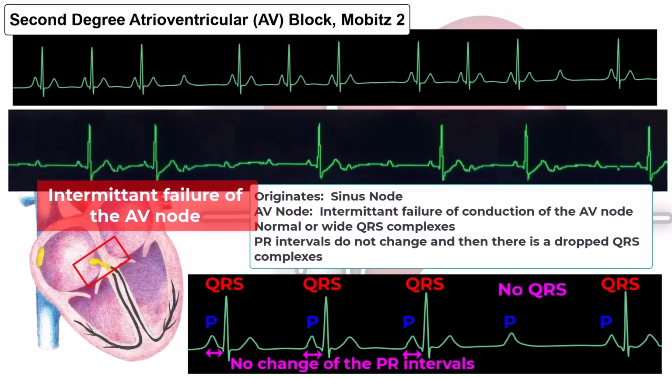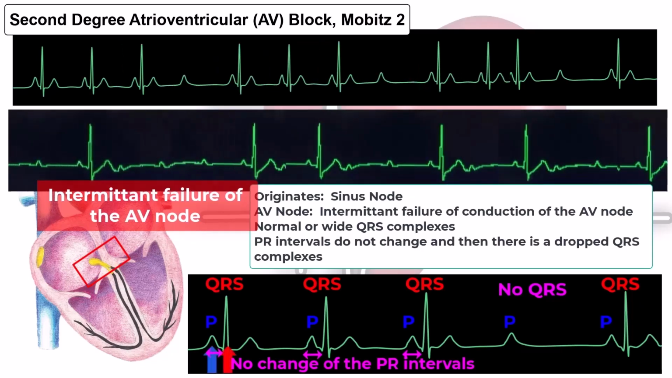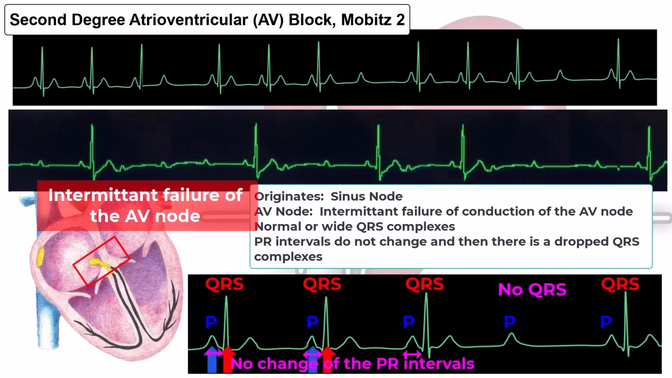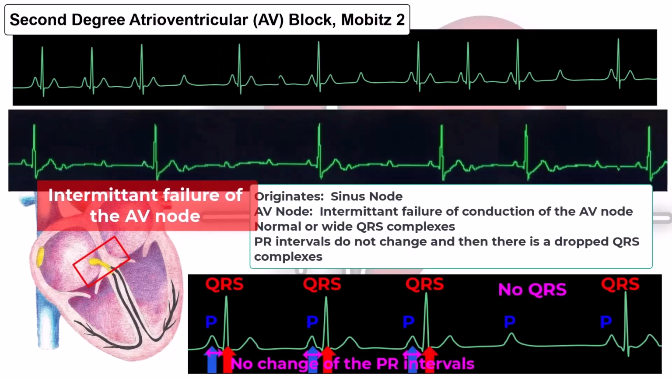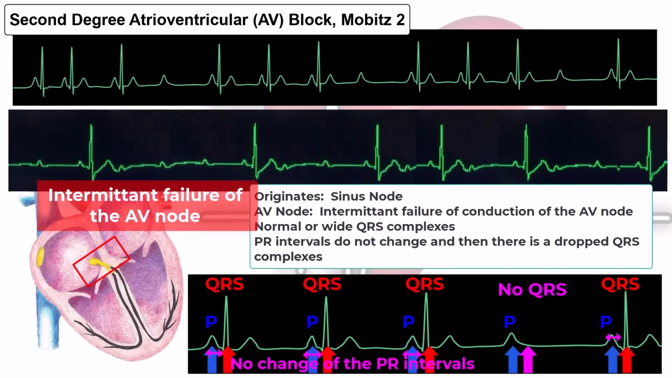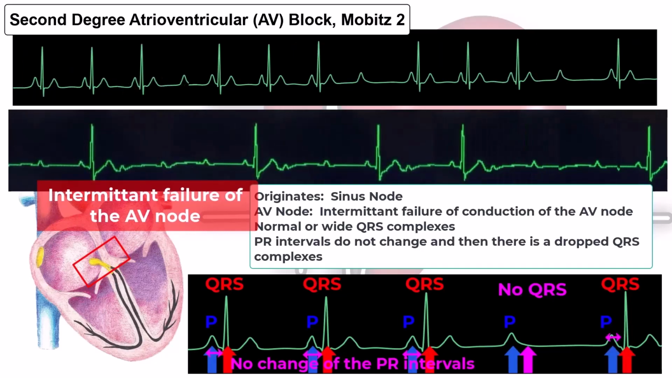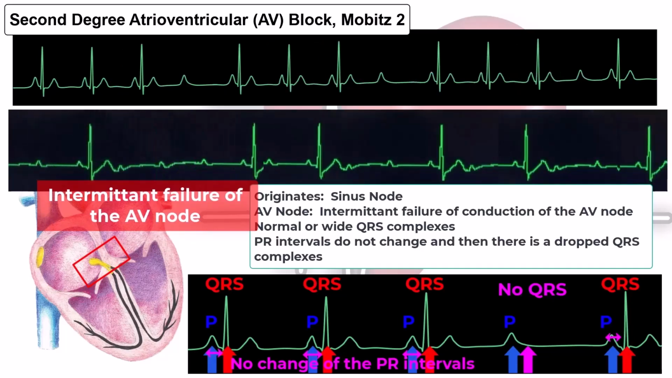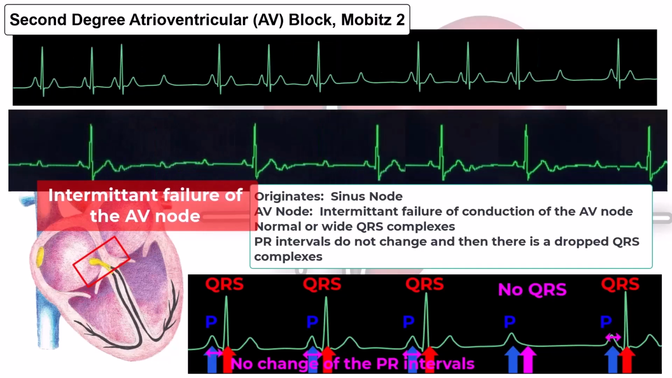Here you see a sinus beat, PQRS, followed by another sinus beat, PQRS, followed by another sinus beat, PQRS, and then a P wave with no QRS following. The cycle then repeats. In this example, the QRS complexes are narrow since the impulses that go into the ventricles originate from a site higher in the AV node, allowing normal conduction into the bundles.